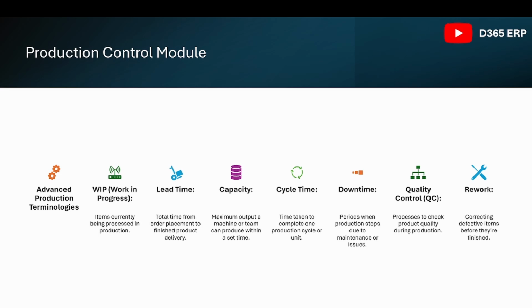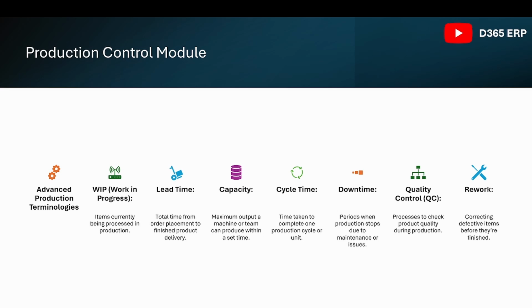Next, downtime is pretty straightforward, but it's important, because downtime is any period when production stops, usually because of maintenance, machine issues or even breaks. Downtime comes up in production. Reducing downtime is a big goal in manufacturing because every minute counts in the manufacturing industry.